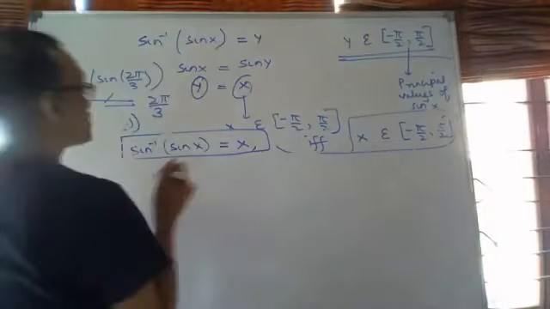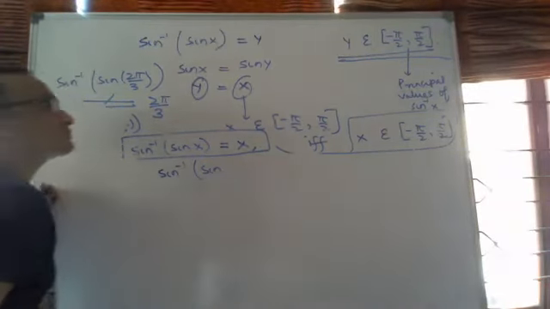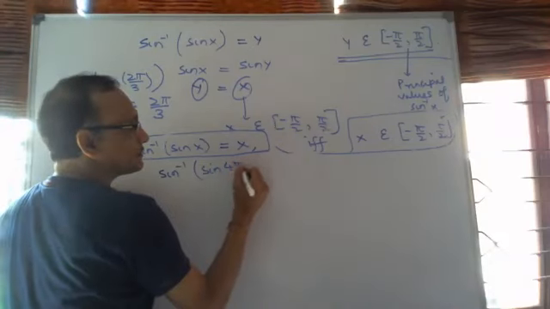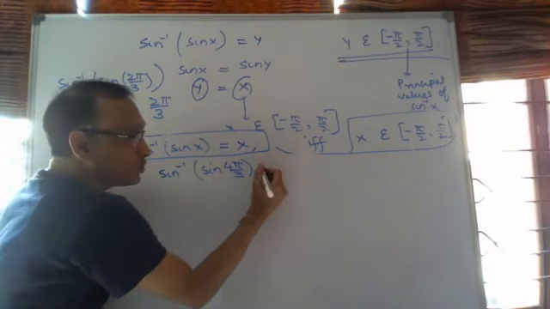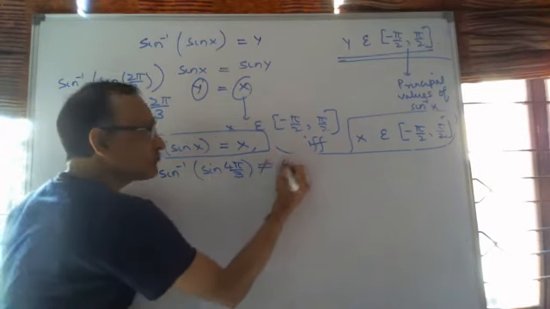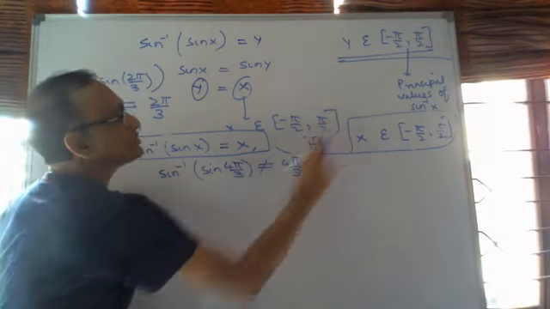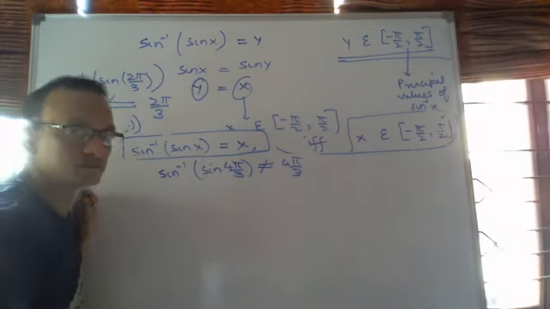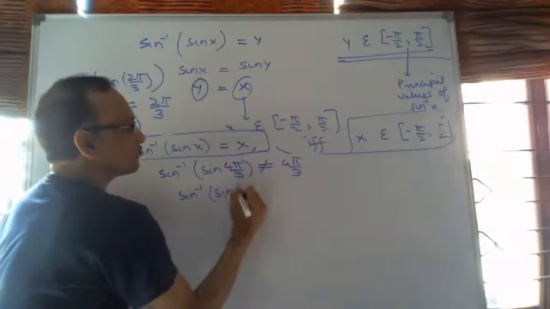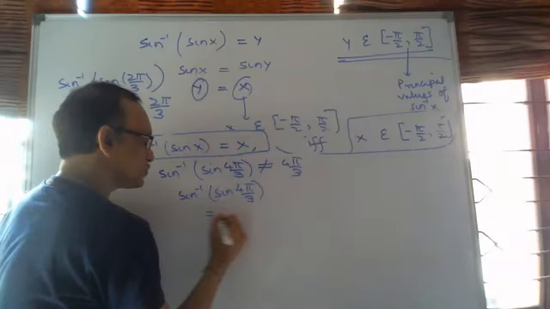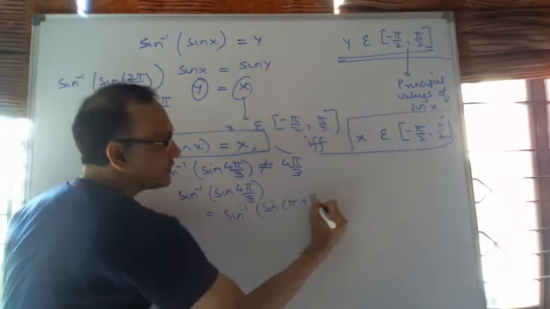Suppose I say sin inverse sin, say 4π/3. Will it be equal to 4π/3? No. Why not? Because 4π/3 doesn't belong to the principal value range of sin inverse. Now what I do is sin inverse sin 4π/3 is equal to sin inverse sin (π plus π/3).